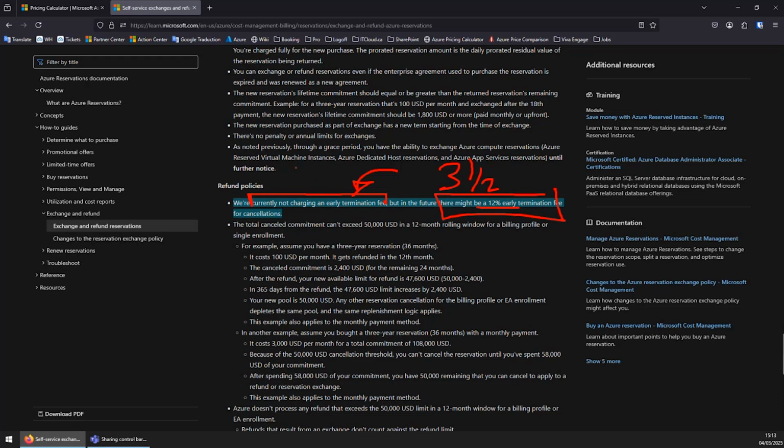You are refunded, prorated by the day. You select, for example, a 3 year commitment. You pay month by month. And if you cancel in the middle of the month, you will be refunded for your own consumption. So that could be great. It will be great.